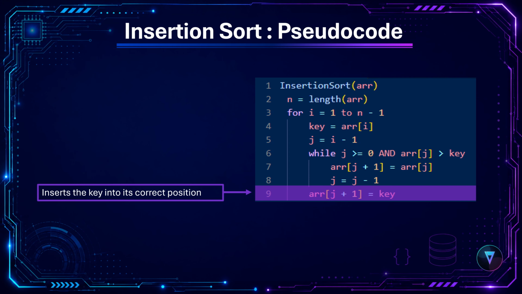So the pseudocode is basically building a sorted section of the array, one element at a time. Exactly. And that's why insertion sort feels like arranging playing cards in your hand. Simple idea, clean logic, and very interview-friendly.